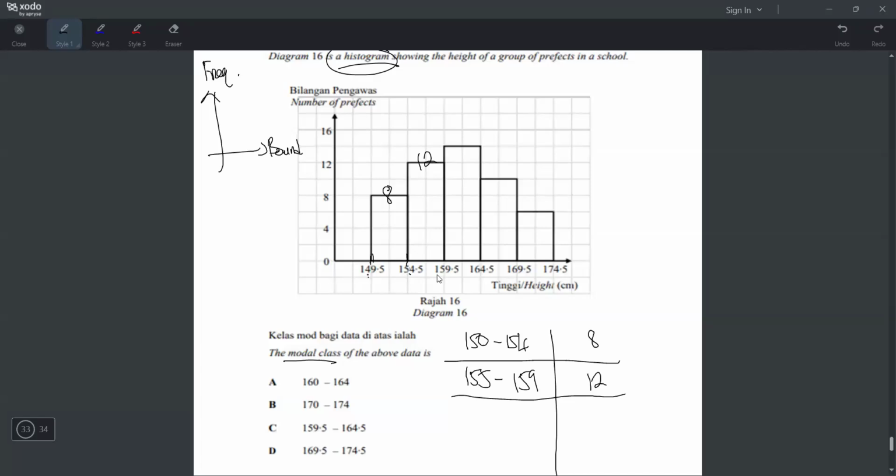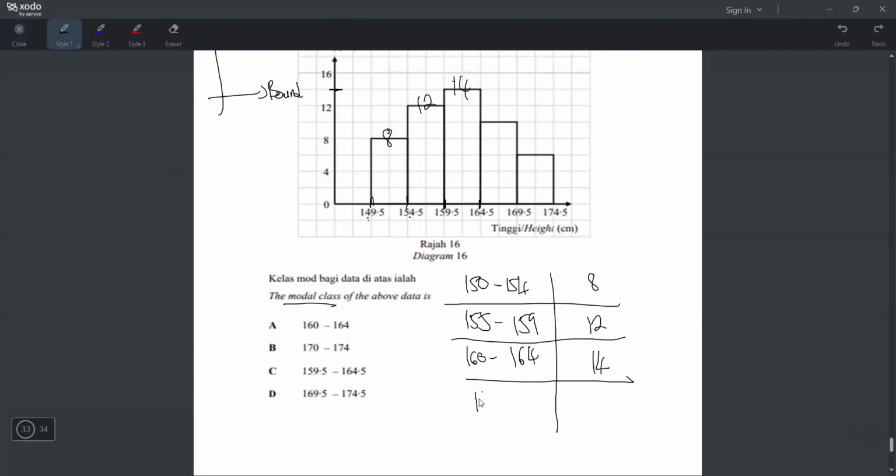Next one, this should be 160, right? Because if 159.5 is the lower boundary, then the lower limit must be 160. Then only your lower boundary will be 160 plus 159 divided by 2, which is 159.5. Until 164.5, this is the upper boundary. So if the upper boundary is 164.5, then confirm this one is 164. Then the frequency is 14, because between 12 and 16, the middle is 14. Okay, almost finished.